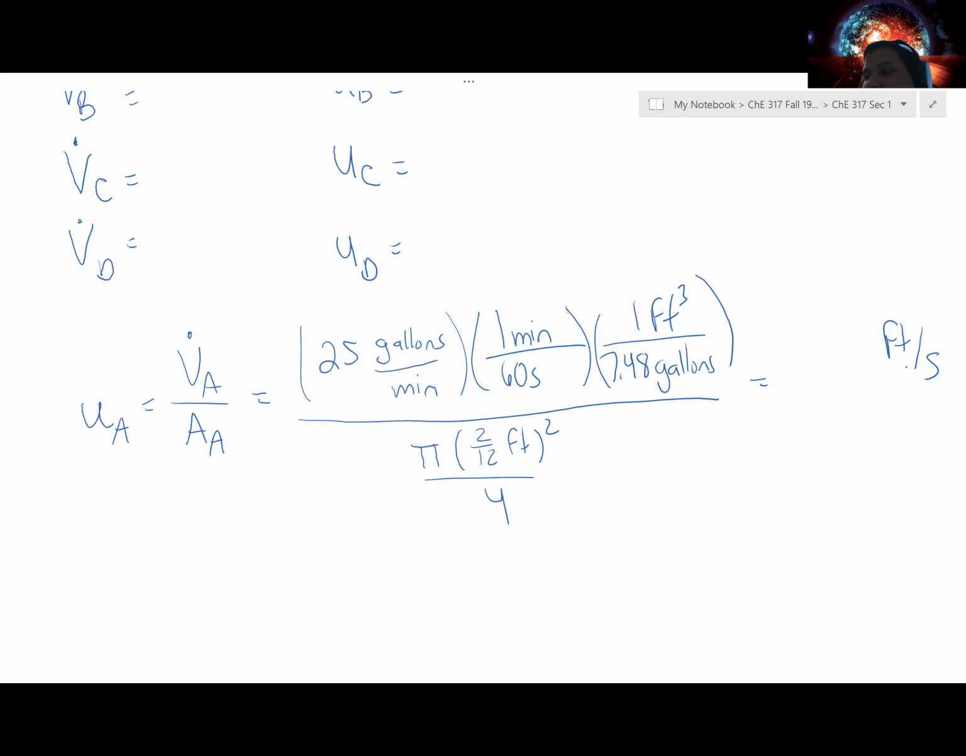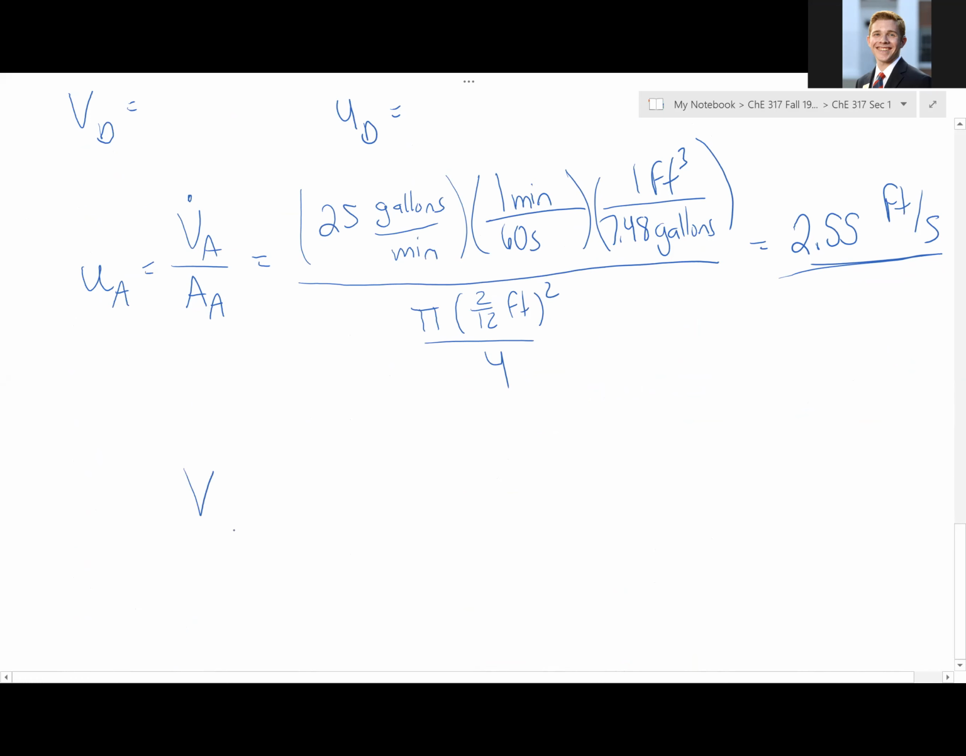So then the question is, to calculate B, C, and D flow rates, what do we need to know? Well, if we look at the continuity expression, what goes in must come out. So if we're looking at the flow rate of B, based on the drawing, I can say the volumetric flow rate of B is equal to the volumetric flow rate of A, which is simply 25 gallons per minute.